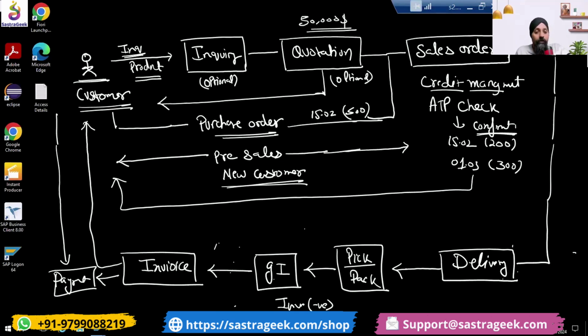Output determination needs to be done because you are sending this confirmation back to the customer. So with output management, this confirmation will go to the customer. You are sending this quotation to the customer, so with output management, this quotation will be automatically sent to the customer as an email.